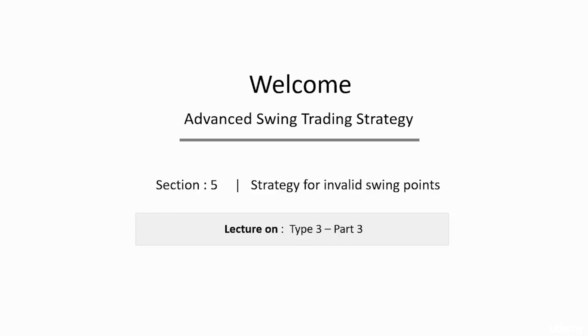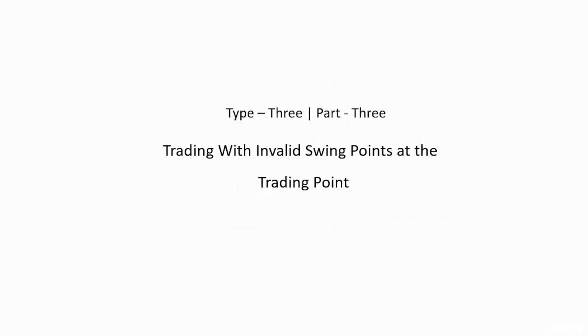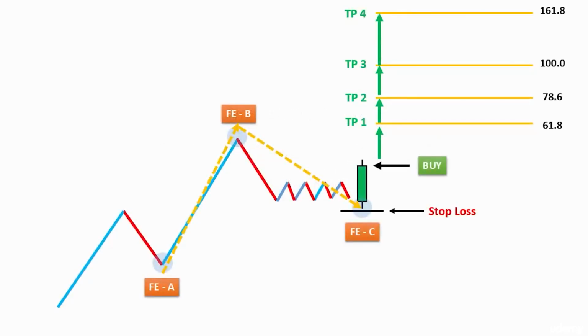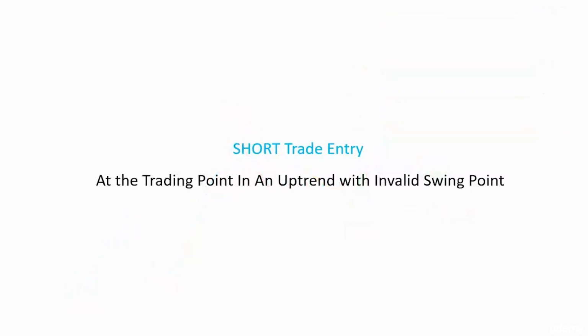Welcome back traders, what's going on? This video is part 3 of type 3 in this section about trading the invalid swing point at the trading point of a trend. In the previous lecture, I showed you the method of trading the invalid swing points at the trading point or higher-low level in an uptrend market. Now in this lecture today, I am going to show you how to trade short in a downtrend market whenever an invalid swing point forms at the valid lower high level in that downtrend using a real price action chart. Before I give you an example using a real price action chart, let me first show you the steps with an illustrated example.